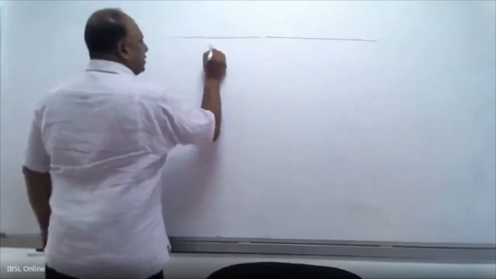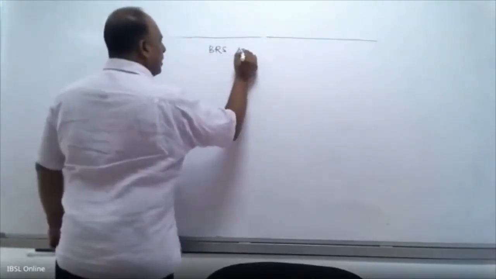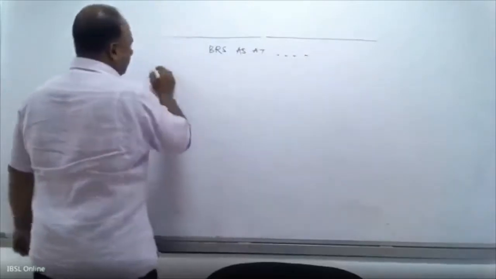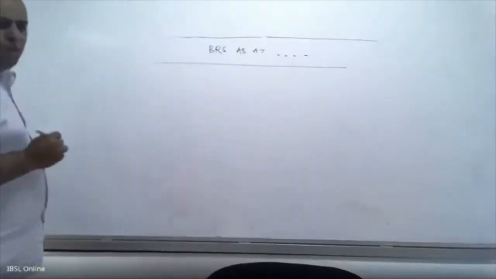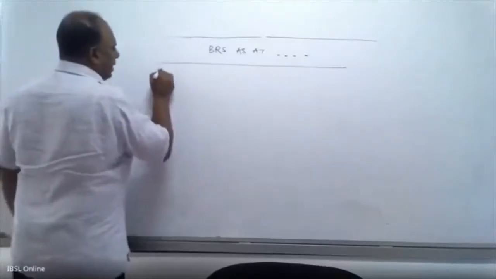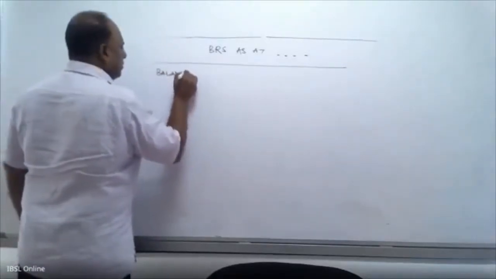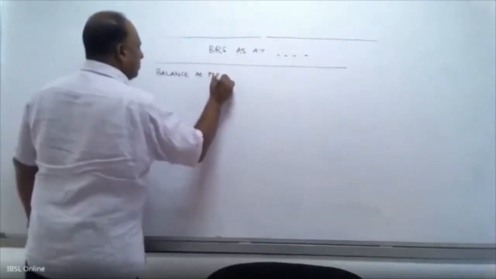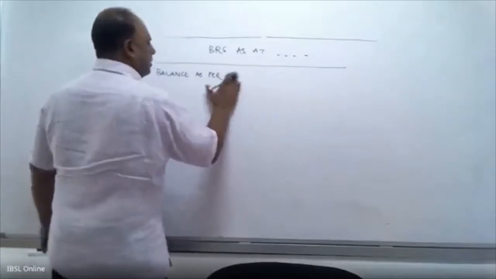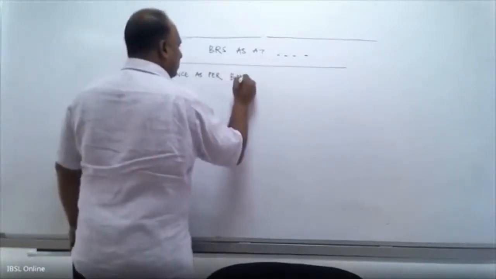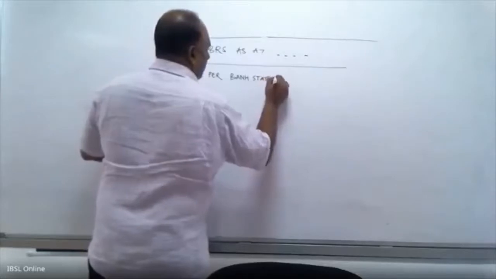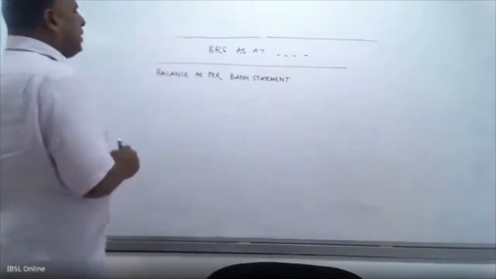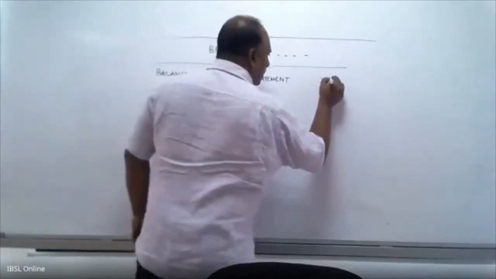The presentation had the template. I am just putting a rough template. Let's say you are preparing the bank reconciliation statement as at a particular date. There has to be a starting point. The starting point is, we always start with the balance as per bank statement. So you start with the balance as per bank statement. There is a balance here, the bank statement.